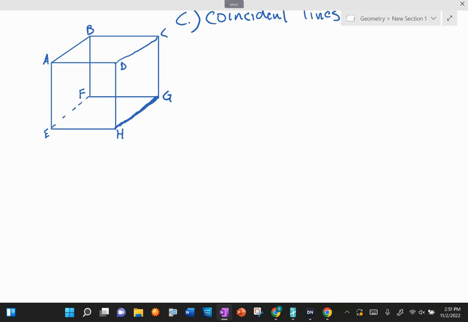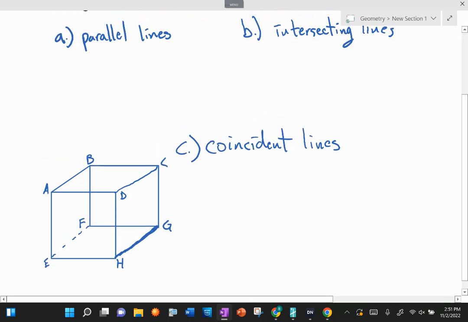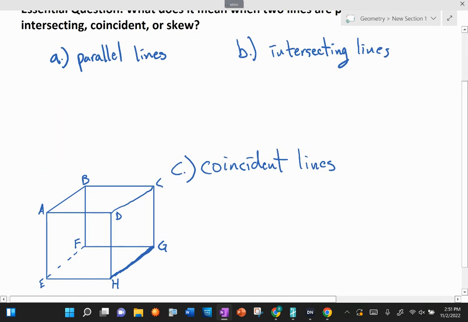That's a transversal. Okay. Let's come back together and talk.